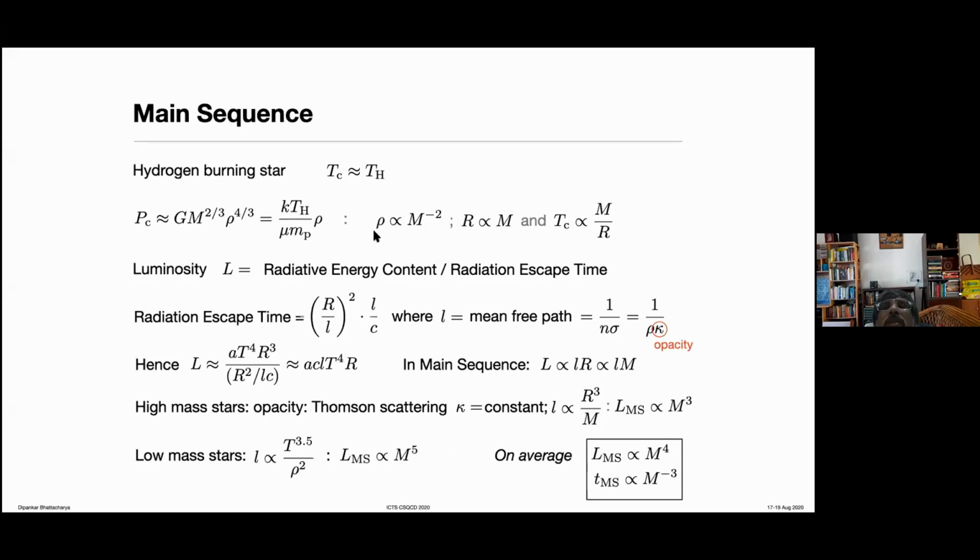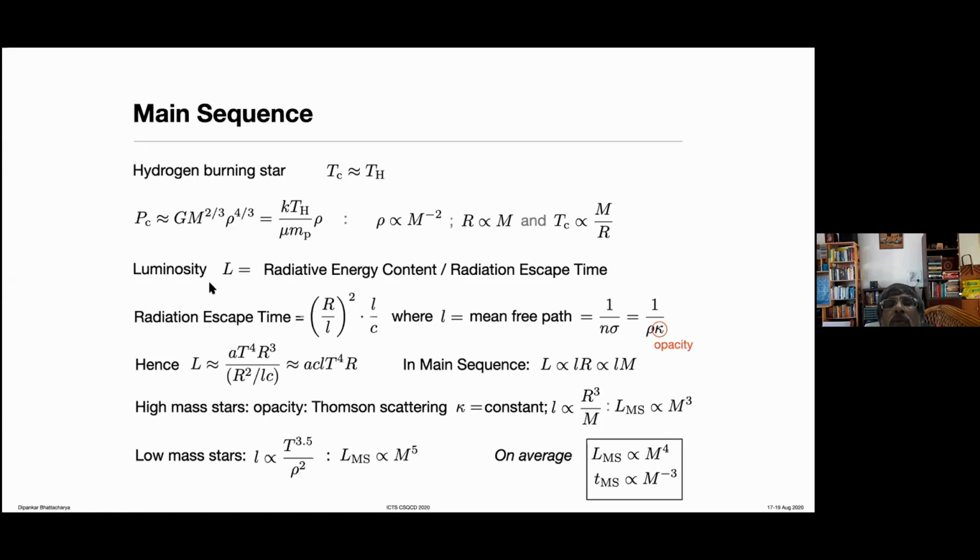This also tells you that the radius of the star, therefore, will need to be proportional to the mass of the star. And once you have that, by Virial theorem, you will have the central temperature being proportional to mass over radius. And this central temperature being constant, mass over radius is constant for all the main sequence stars. So that basically defines the main sequence in terms of stellar masses and sizes.